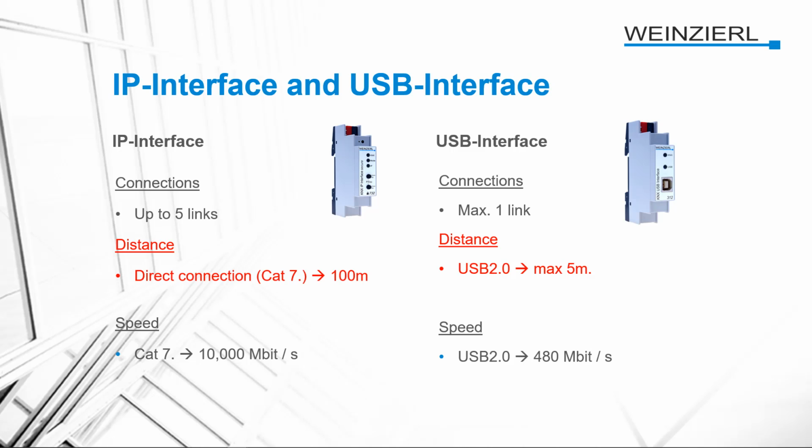And also with the speed, we can see a big difference. With an installation type of Cat7, we can have up to 10,000 megabits per second, while with USB 2.0, we only have 480 megabits per second. So the transmission speed over the network is significantly higher than with USB.